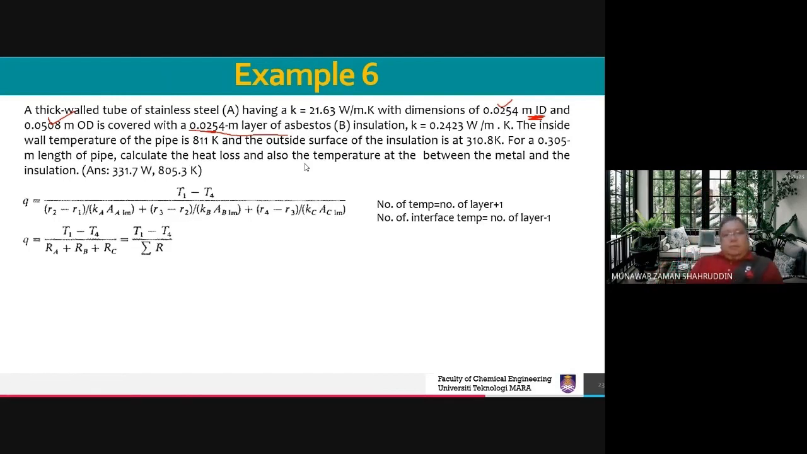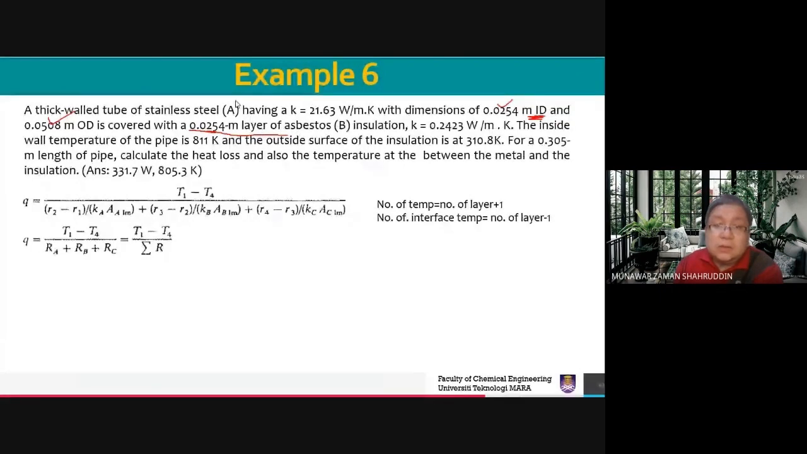Meaning that with the insulation, asbestos insulation, the value of insulation of 0.2423, you will get 331.7 heat loss. Whereby you don't want that to happen. So you might want to change the material of the insulation. Okay, you can change the material of insulation.